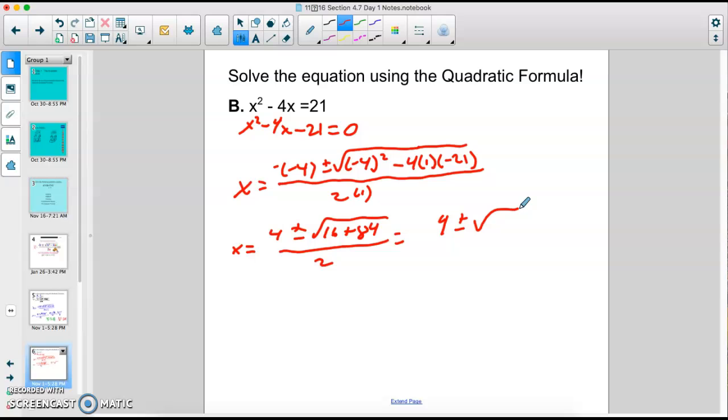Yep, it is. Yep, 100. All over 2, which equals 4. Now, the square root of 100 is 10.